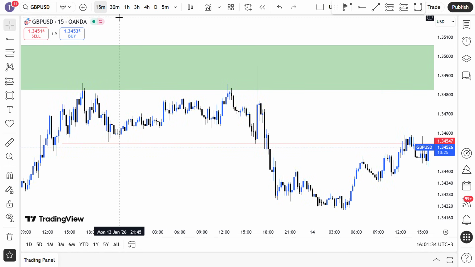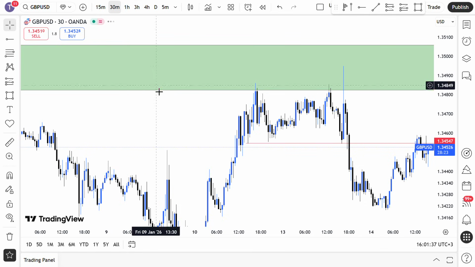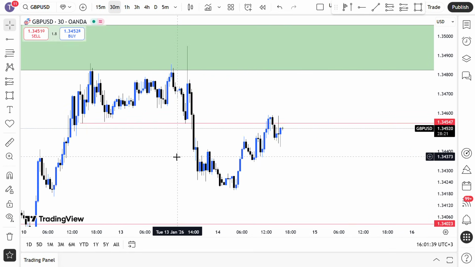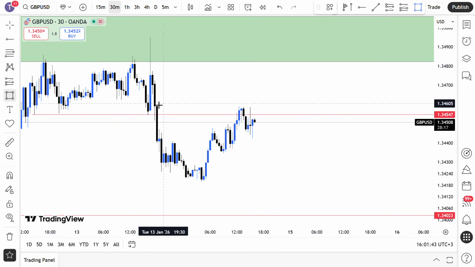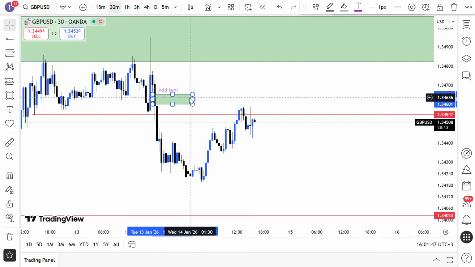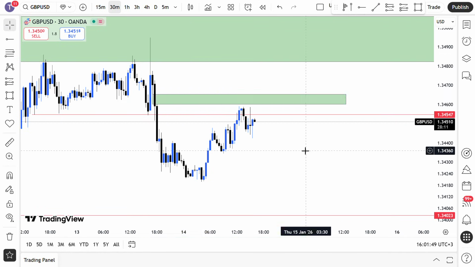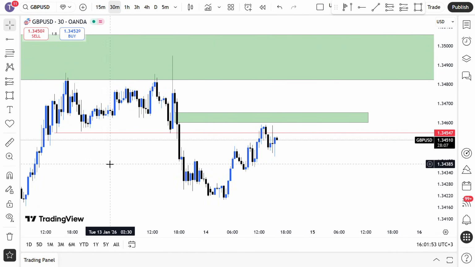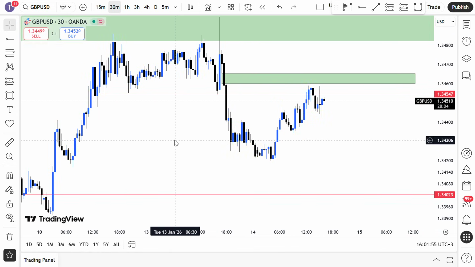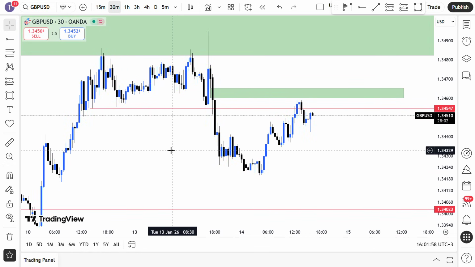And because of that change of character, if I come into the 30 minutes time frame, inside this area, we can see we have a very good fair value gap. So I want to look for a point of interest where I will have my entries to the downside. I'm currently looking for a selling opportunity to the downside.